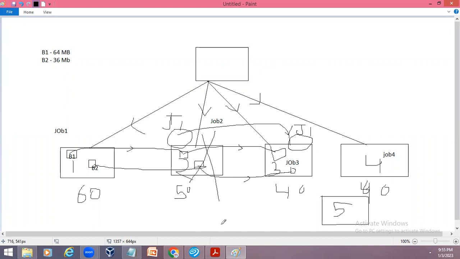Why have we done this? Due to the replication factor. Clear on this?